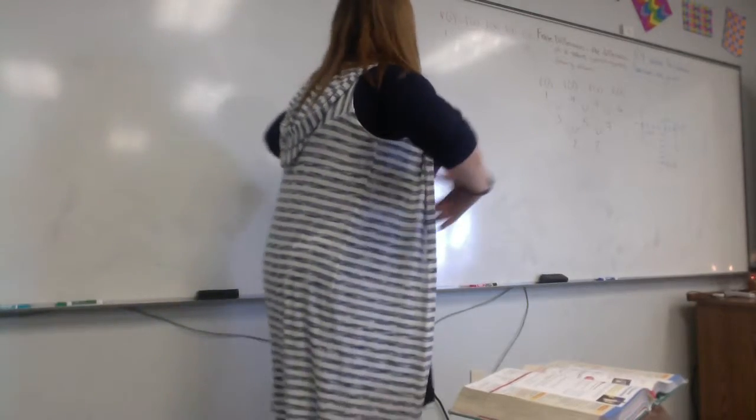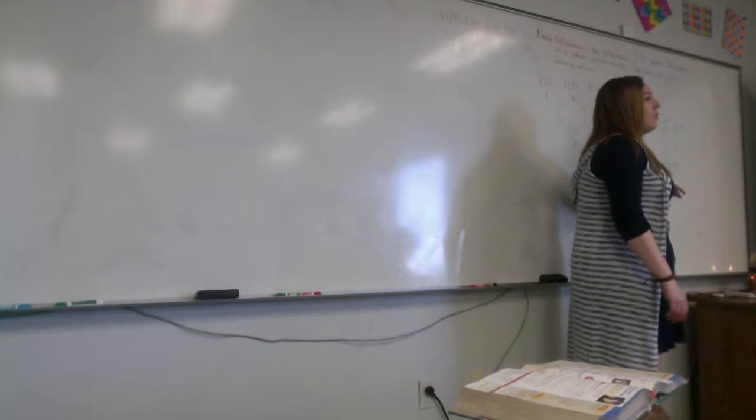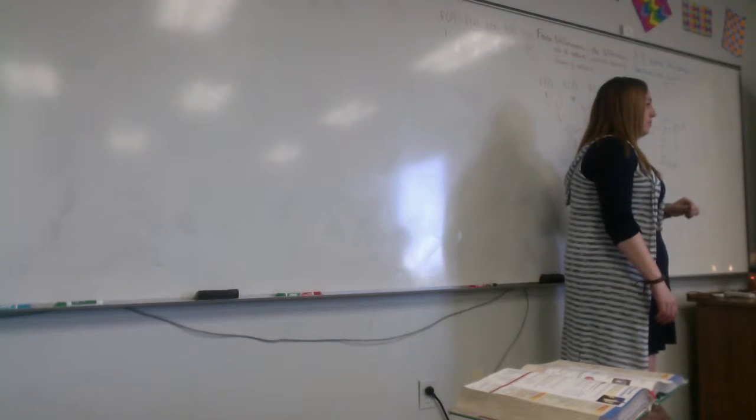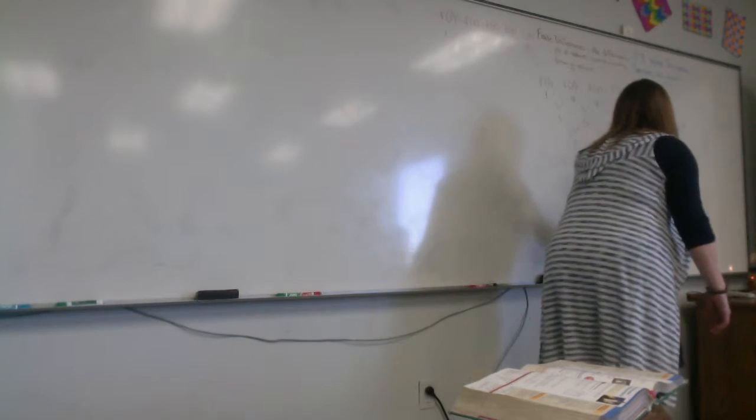Tab 9 is writing polynomial functions and models. So now they're going to give us a graph and we have to come up with an equation off the graph. Okay, so what do we know about this graph? Look at it and tell me what you know.